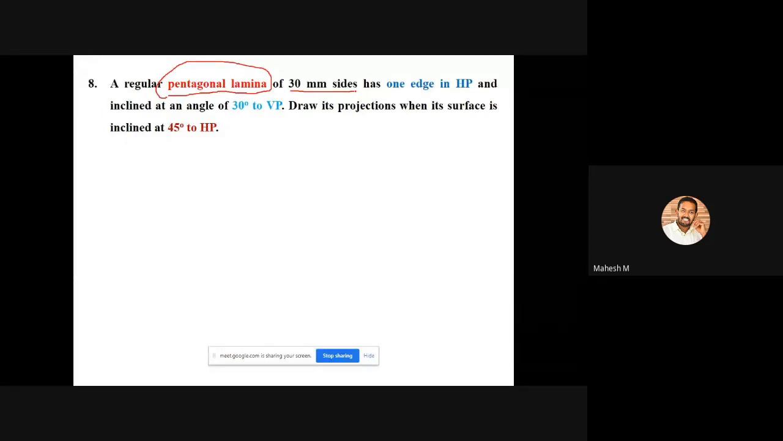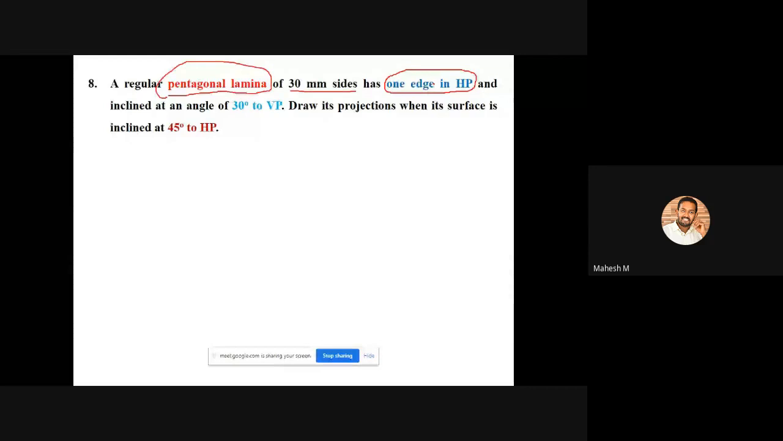Okay. And please remember the condition. The condition is 1 edge in HP. So if it is one edge in HP or else one side in HP, both are equal. In some places they will use this word, edge. So edge means side. So one side in HP or else one edge in HP.